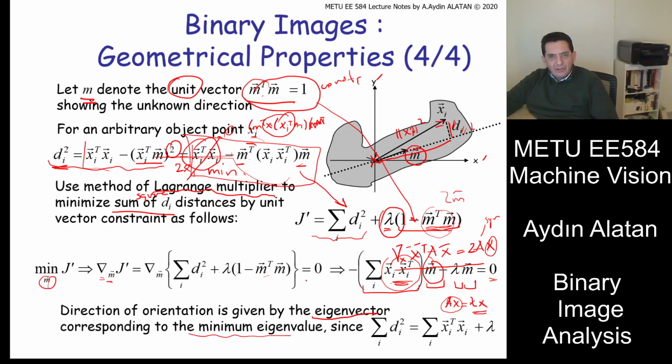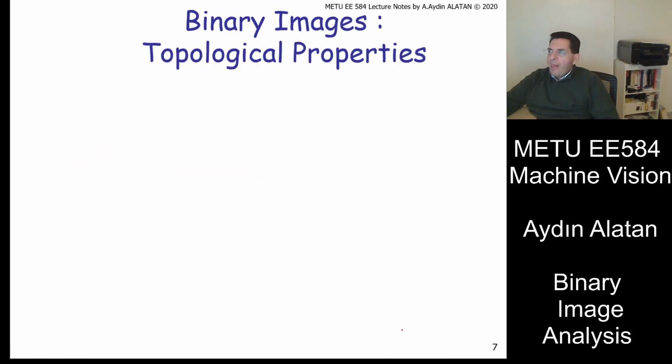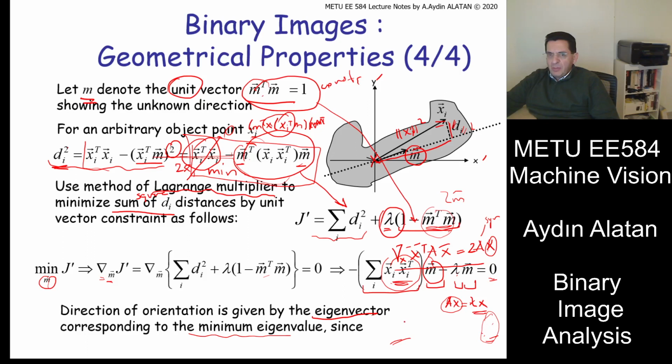This is the thing that we are talking about. If you insert that term instead of this, that will bring you nothing but a simple lambda, okay? And I'm trying to minimize this, therefore among the different eigenvalues, I have to choose the smallest eigenvalue, and the corresponding eigenvector is my solution. Now, this is all about the geometrical properties.